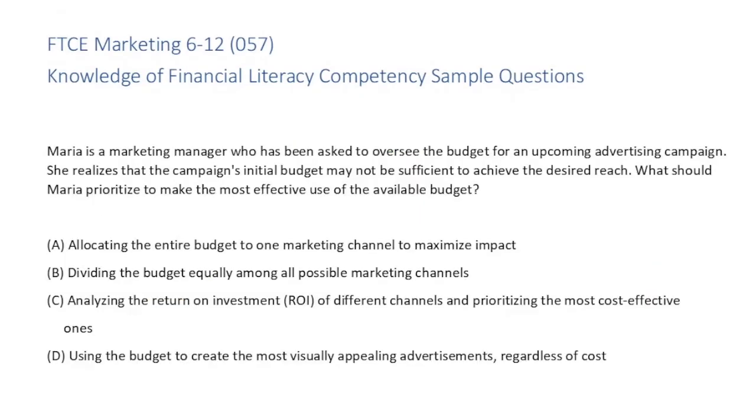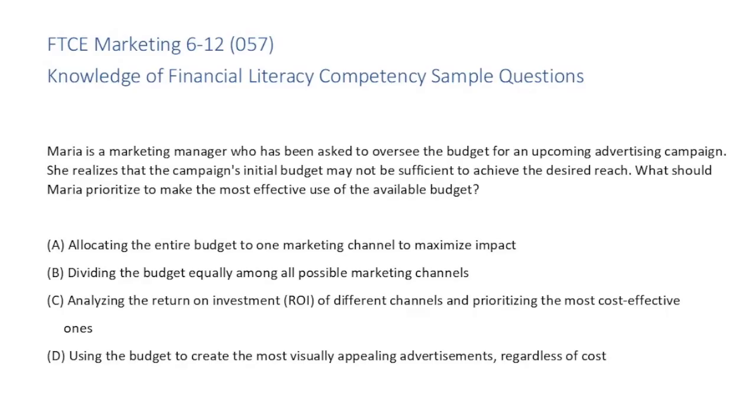Maria is a marketing manager who has been asked to oversee the budget for an upcoming advertising campaign. She realizes that the campaign's initial budget may not be sufficient to achieve the desired reach. What should Maria prioritize to make the most effective use of the available budget? A. Allocating the entire budget to one marketing channel to maximize impact. B. Dividing the budget equally among all possible marketing channels. C. Analyzing the return on investment, the ROI, of different channels and prioritizing the most cost-effective ones. Or D. Using the budget to create the most visually appealing advertisements regardless of cost.